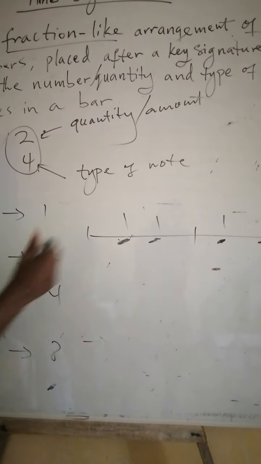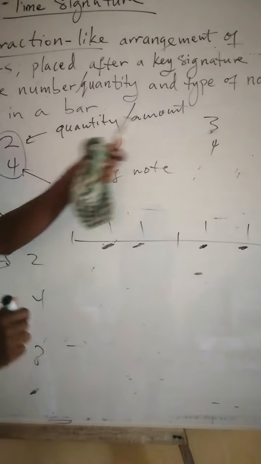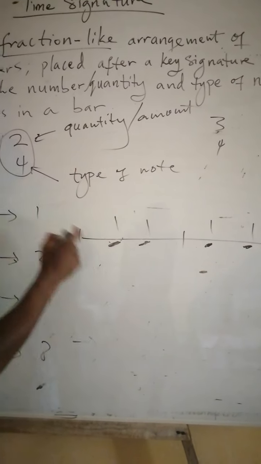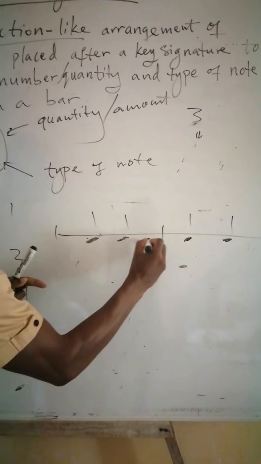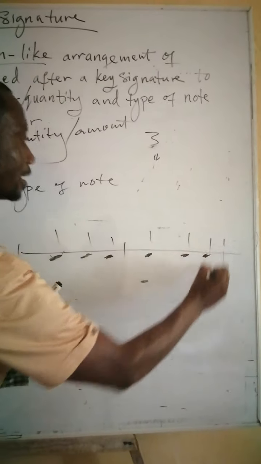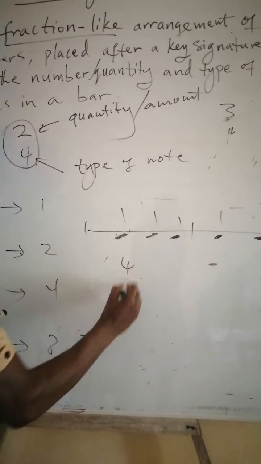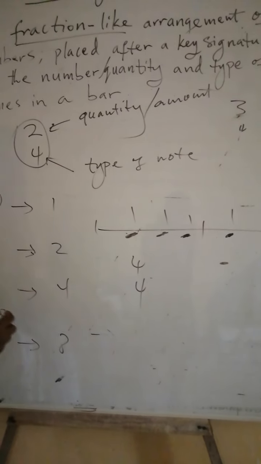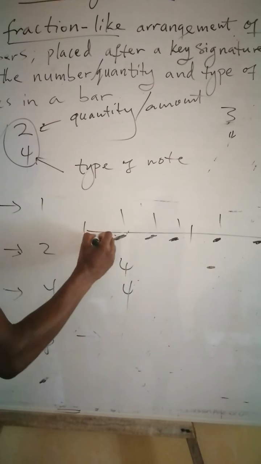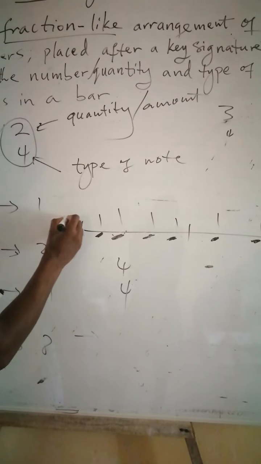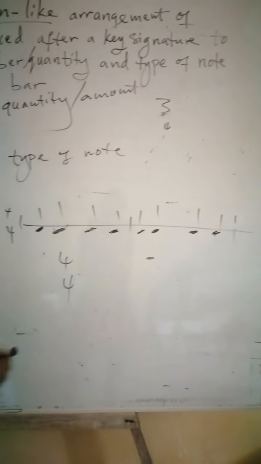Now, if we say 3, 4, remember we don't need the over. 3, 4 means that we should see 3 of the crotchet beats in every bar. It means that this bar has to be 3 crotchets. Let's write 4, 4. It means we should see 4 of the crotchet beats in every bar. It means that when you have a time signature of 4, 4, we should see 1, 2, 3, 4 crotchets.